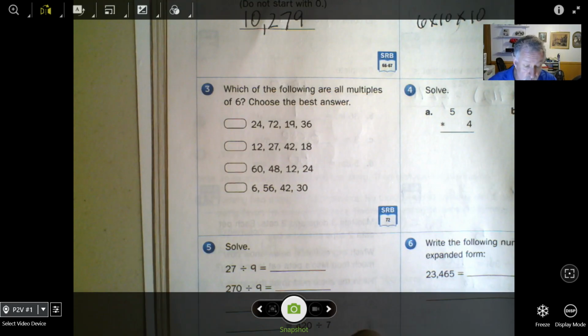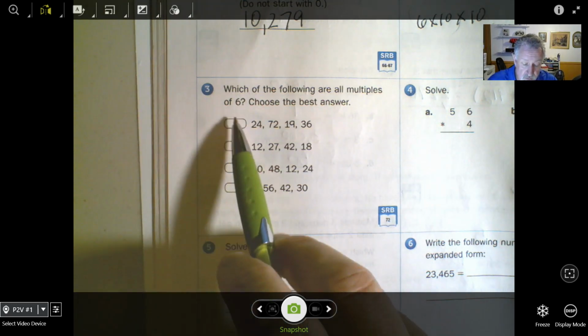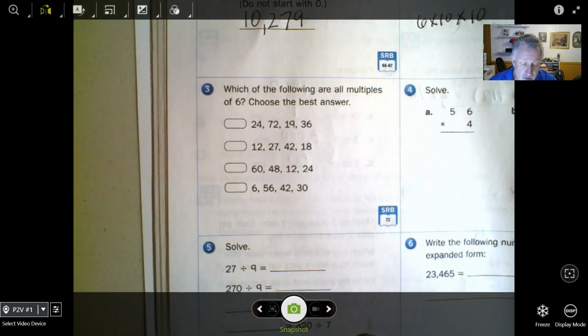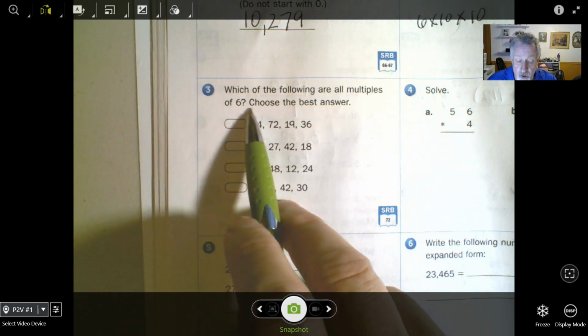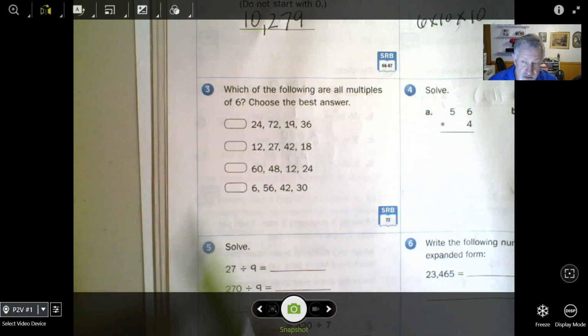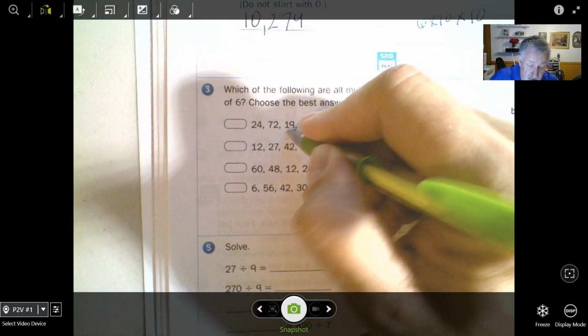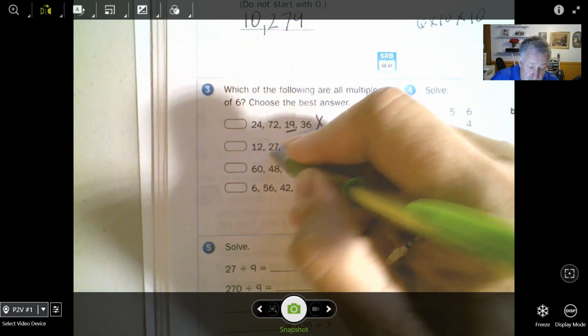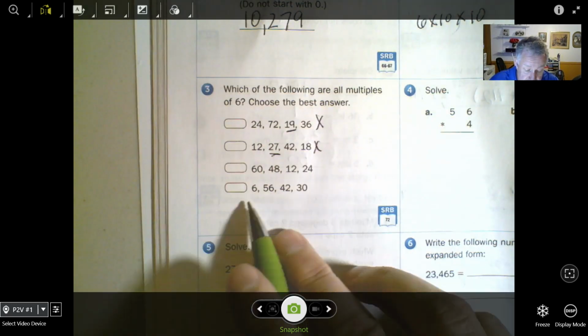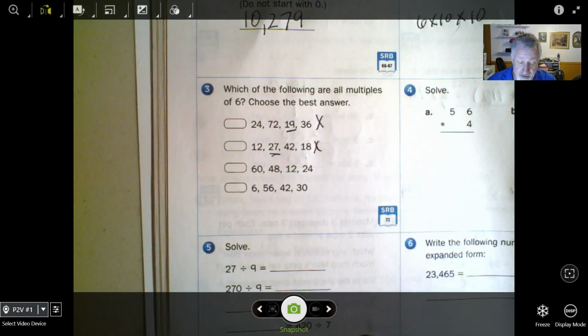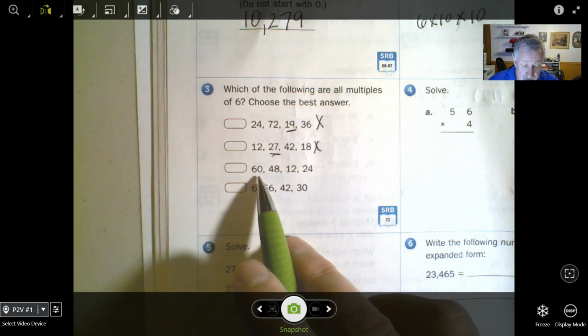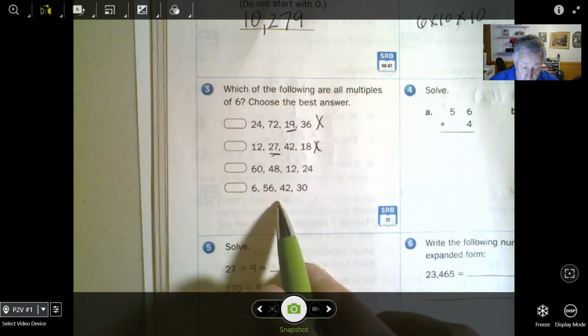Number 3. Which of the following are all multiples of 6? Choose the best answer. Okay, if I look at patterns, 6, 12, 18, 24, and so on, one thing I know about 6 is I have an even number in 6. I'm always adding an even amount to it, so I can never have an answer that is odd. So any of these answers here that contain an odd number cannot be correct.